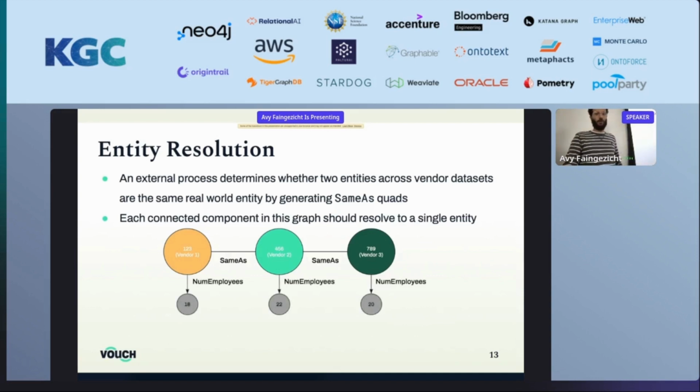And so the problem that we end up getting is we have these connected components, and each vendor is telling us something different about the same fact. Vendor 1 is telling us we have 18 employees, the next one is telling us 22, and vendor 3 is telling us 20. How do we reconcile that is a key problem for us in terms of determining how many employees this company may have.